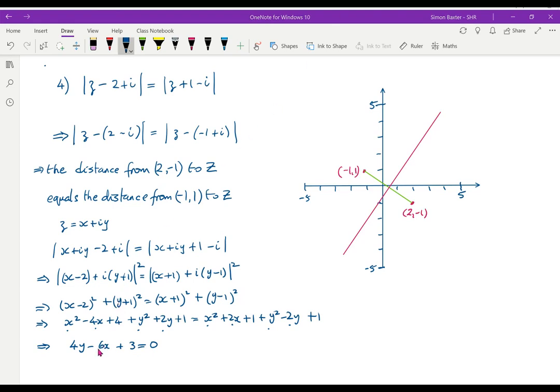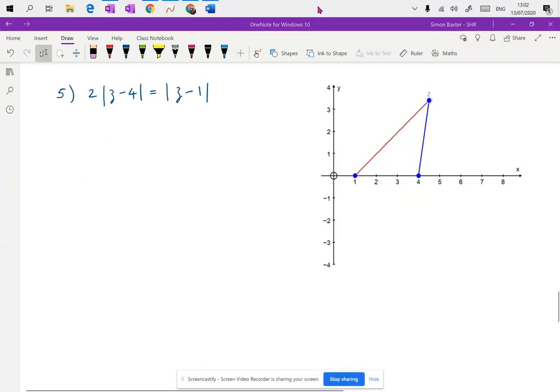Is it sensible? Well, when y is 0, x is equal to a half. That's not bad. And when x is 0, y is equal to minus 3/4. So it looks as though we've got the right thing. Okay, let's look at this one.